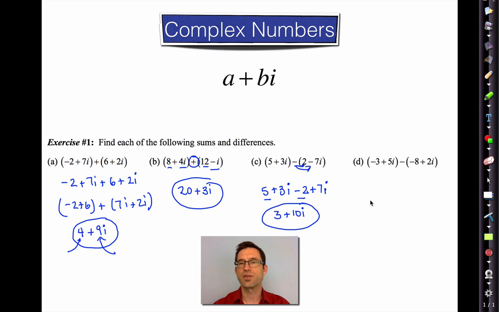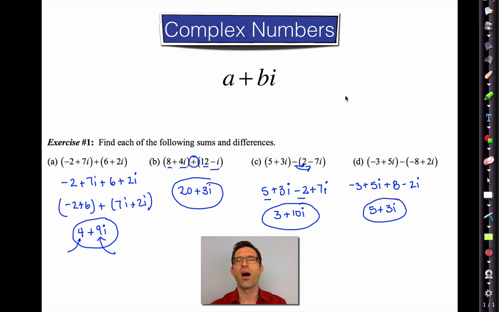And there's our final answer. Likewise with this one, negative 3 plus 5i plus 8 minus 2i. Negative 3 plus positive 8 is positive 5. Positive 5i minus 2i is positive 3i. And there's our sum.